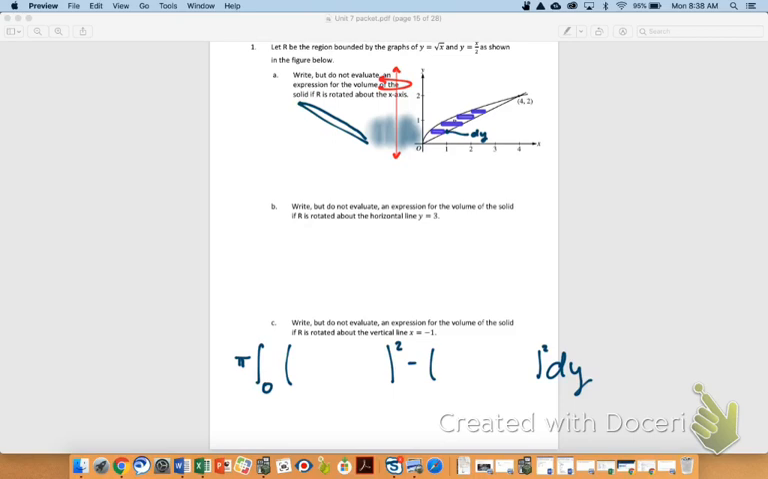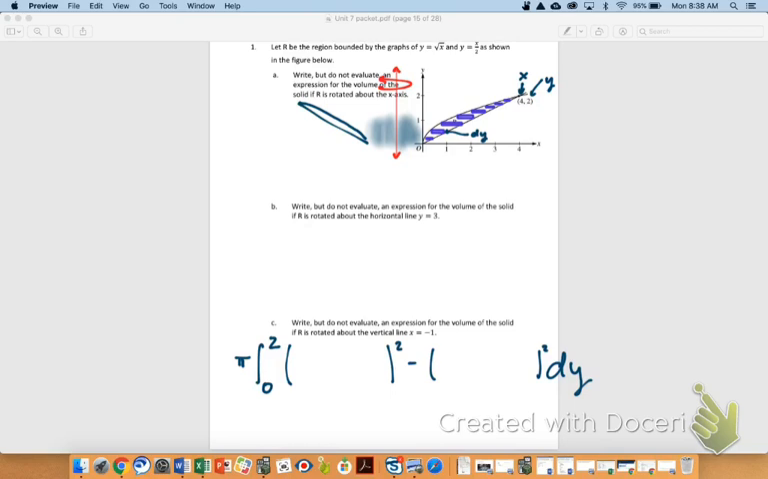It's 2. So here's why. 4, of course, is an x value. 2 is a y value. And I'm accumulating from bottom to top here, not left to right. So these little representative washers are going to accumulate from the bottom of the region up to the top of the region. So I'd start at y equals 0, and I'd finish at y equals 2. So 0 to 2.